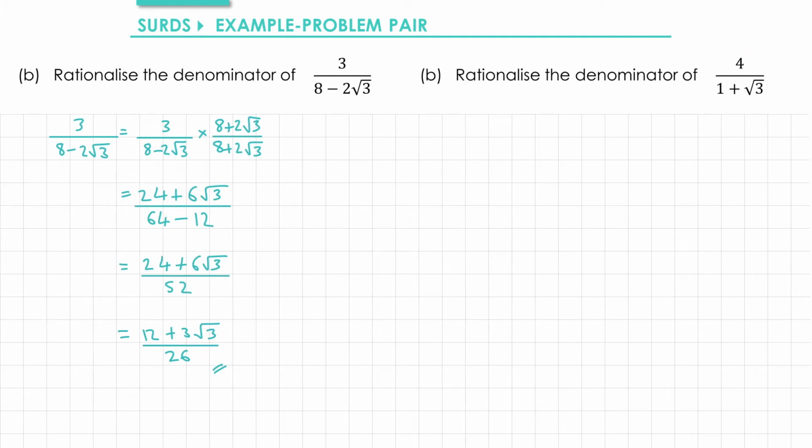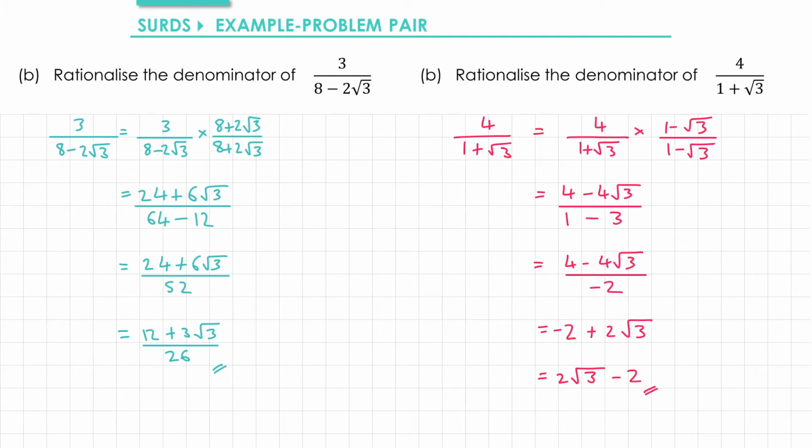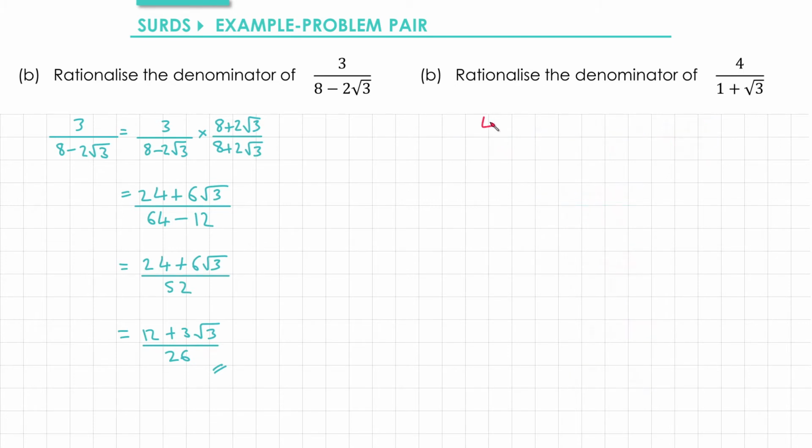Welcome back, here's my solution. Well done if you got it right. You might want to skip ahead a few seconds to the next part of the question. Otherwise, I'll go through my solution now. So we have 4 over 1 plus root 3. The conjugate of 1 plus root 3 is 1 minus root 3. So that's what we'll times top and bottom by.